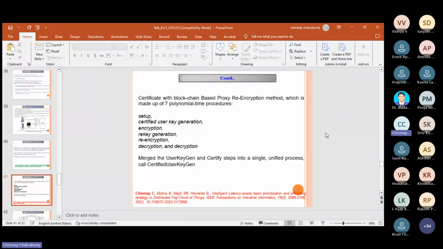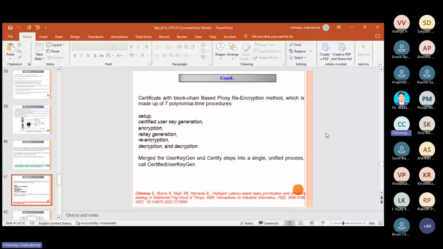Here, that is a certificate-based blockchain proxy re-encryption method, which is made of 7 polynomial time procedures that we have used. So the 7 polynomial time procedures are setup, certified user key generation, encryption, re-key generation, re-encryption, decryption, and re-decryption also. So these are basically the features.